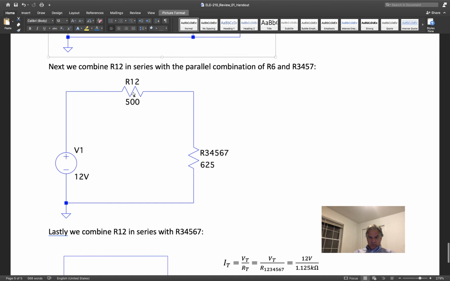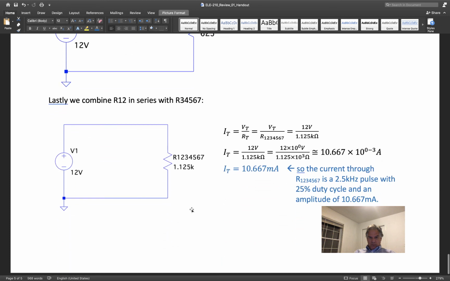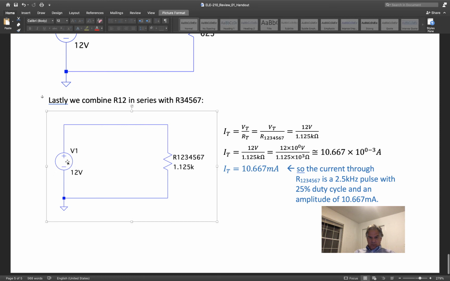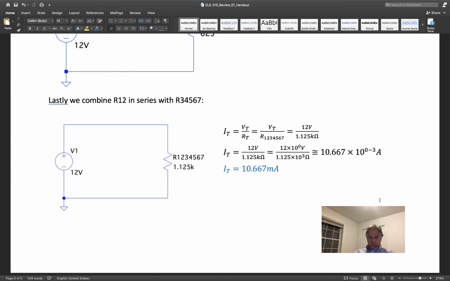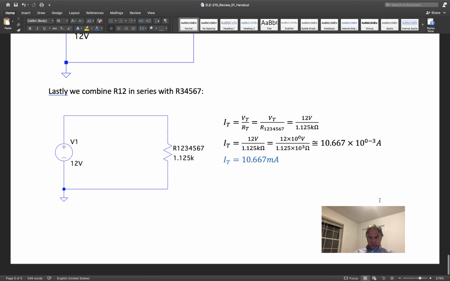Now you've got 500 in series with it. At last, you combine those and you get 1.125K, 1125 ohms. And with a simple Ohm's law step, you divide 12 volts by 1.125K ohms and you get 10.667 milliamps. So that's the answer there.